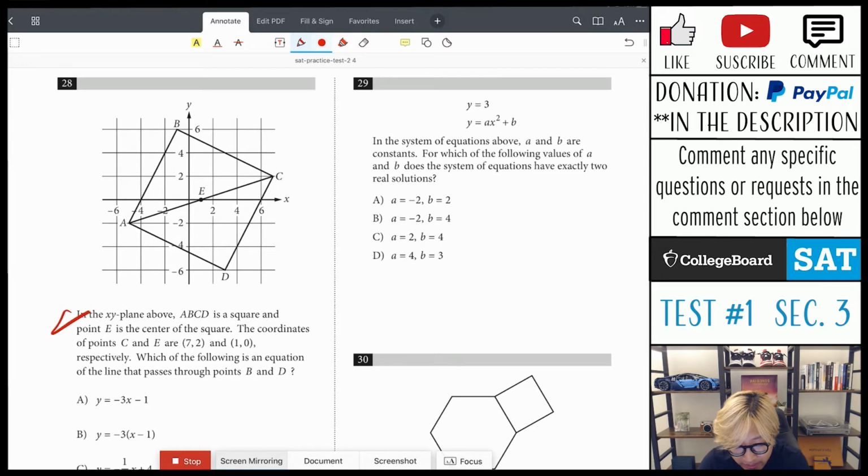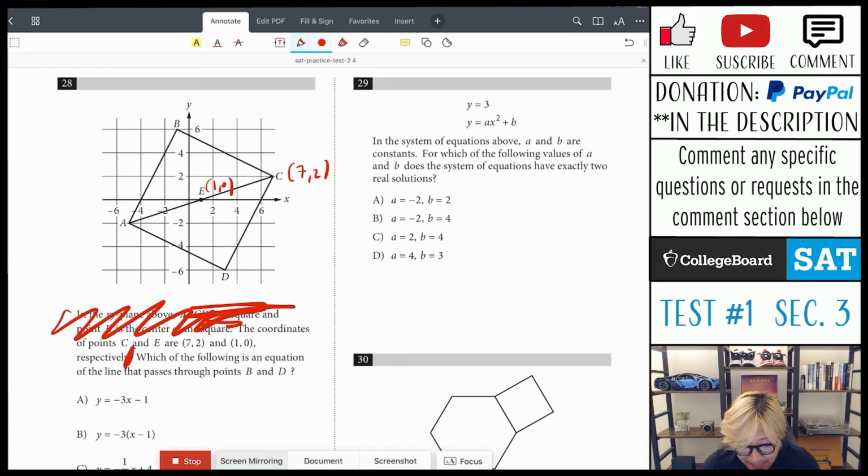Number 28. In the XY plane above, ABCD is a square and point E is the center of the square. Okay, I see that all there. I don't really need this. The coordinates are 7, 2, and 1, 0 for C and E. Which of the following is an equation of the line that passes through the points B and D?